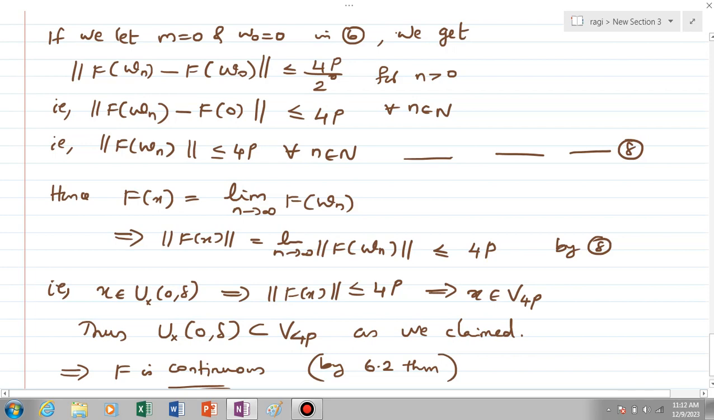So by theorem 6.2, we can conclude that F is continuous. Theorem 6.2 says that if the function F is bounded on the closure of some ball with center 0 and radius r, then we can clearly say that F is continuous. Since U of 0, delta is a subset of V4p, and in V4p we have norm of F of x less than or equal to 4p, we can clearly conclude that F is bounded on this ball with center 0 and radius delta. So by 6.2 we have concluded that F is continuous.